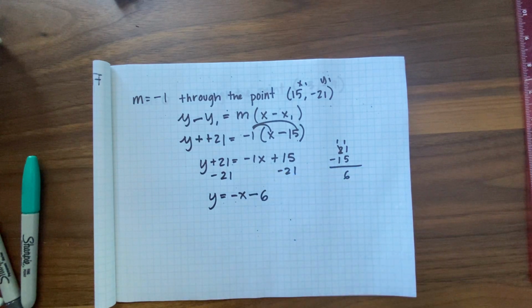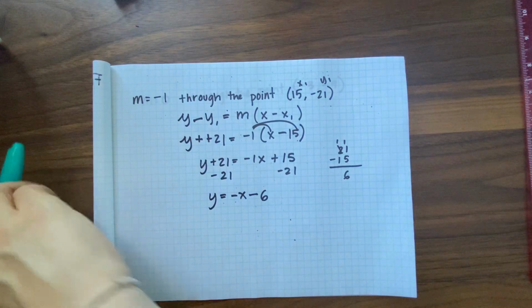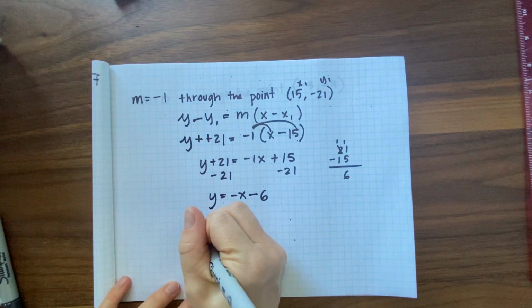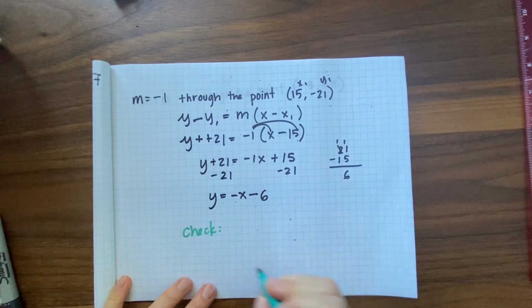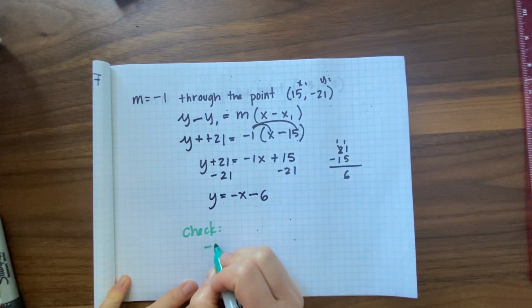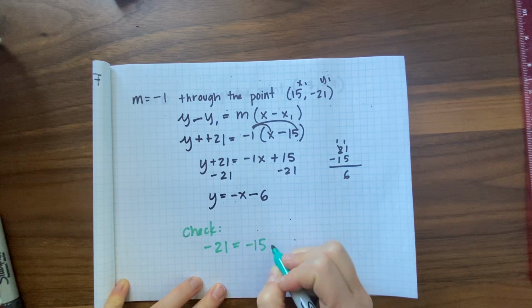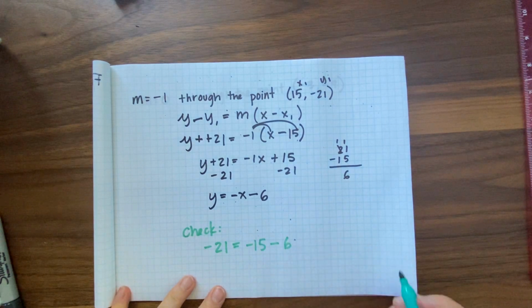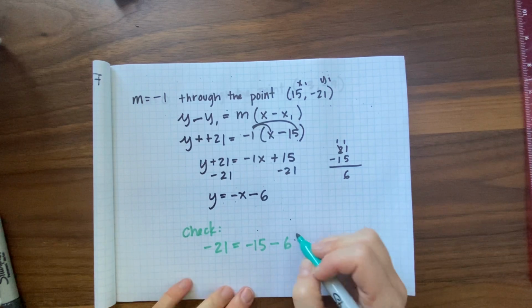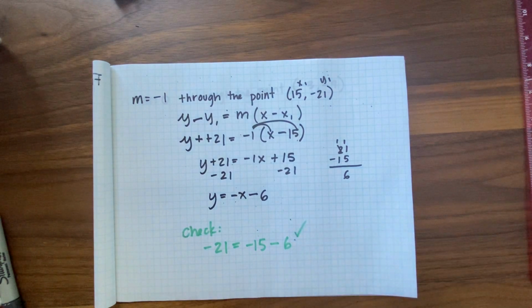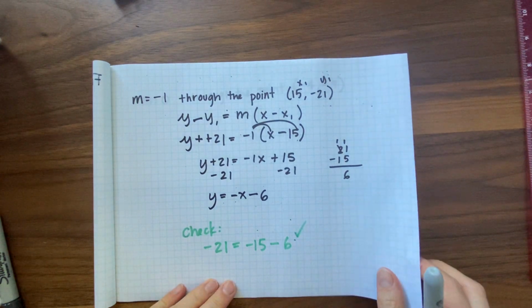And then, before we leave the problem, we must do our check. Is it true? Does -21 equal -15 minus 6, x minus 6? It does! Check! -21 is equal to -21.